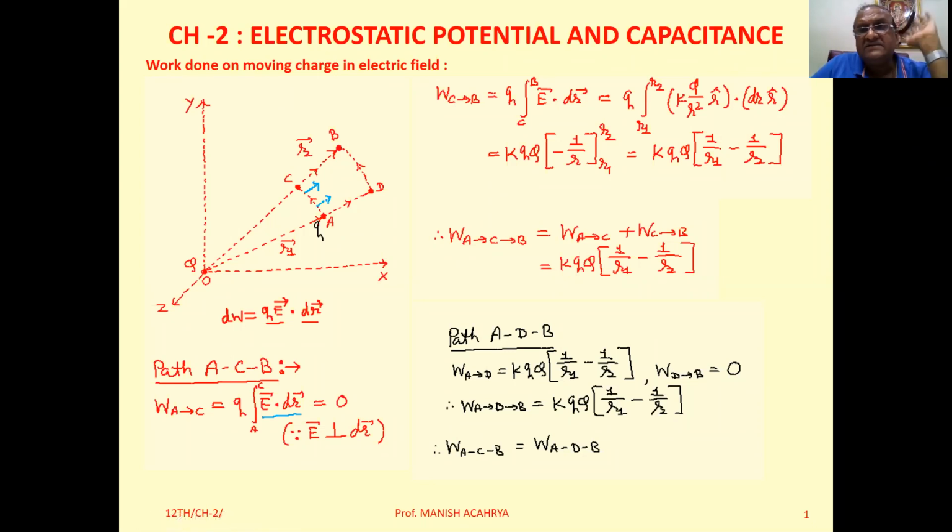Now here you can see this thing. If we move charge small q from A to B on the path ACB or ADB, the work done is the same. So W on the path ACB is equal to W on the path ADB. Clear to all of you?